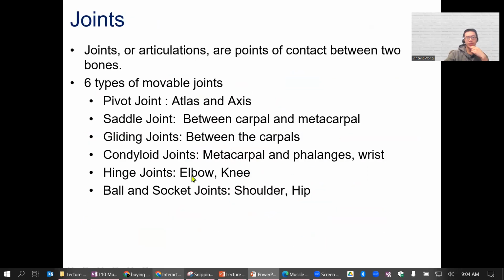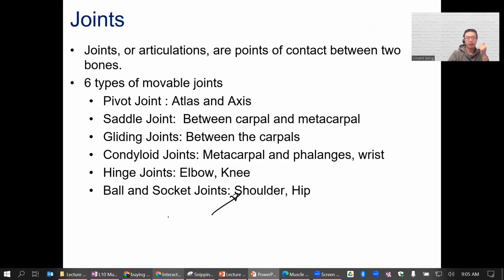Hinge joint is the elbow, right, and the knee, just like the hinge of a door. At the elbow, it is the humerus with the ulna, right? Your elbow right here, that's the ulna bone that you're feeling. And at the knee, it is the femur connecting with the tibia, right, to create the knee joint. And then ball and socket is the widest range, right?